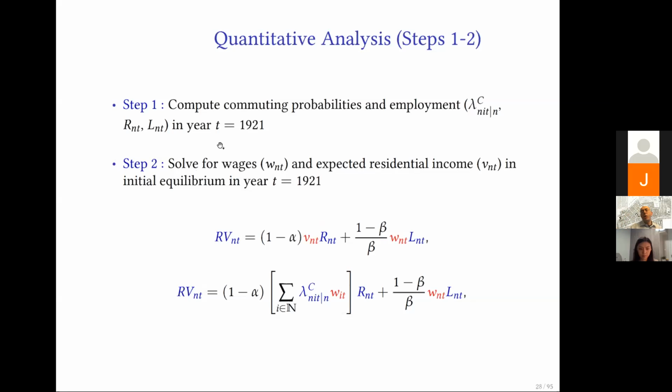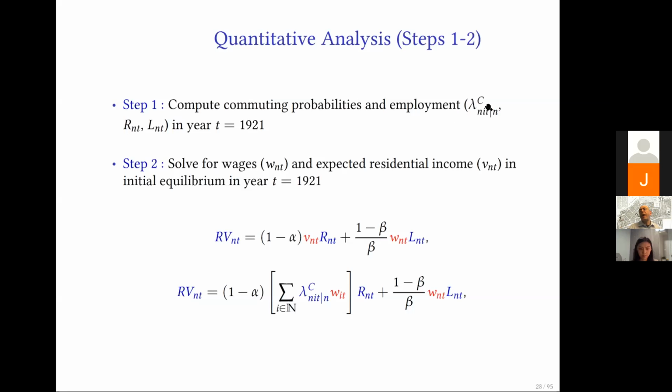So in the first step, we're just going to take our commuting data at the very end of our sample period in 1921, which is something we directly observe: the flow of people from every residence N to every workplace I. Using those flows, we can calculate the measure of residence, the number of people who live in every residence. So R is the number of residents. And we can also calculate the number of workers, L. That's the number of people who work in every location in the London metropolitan area.